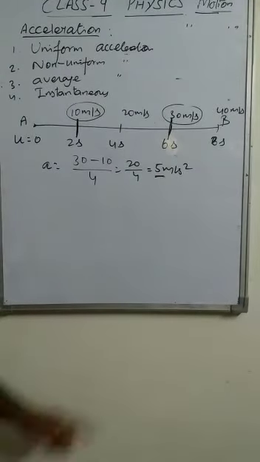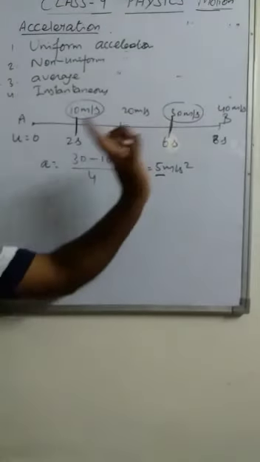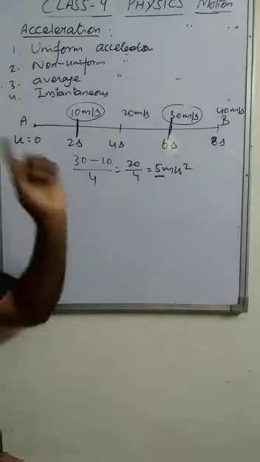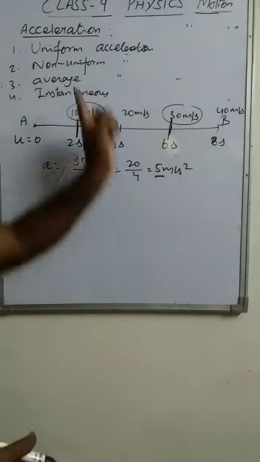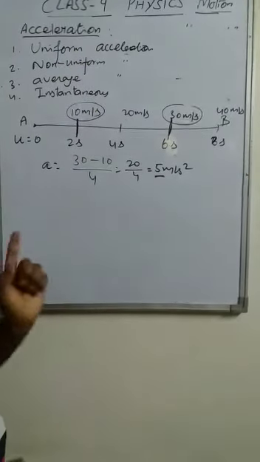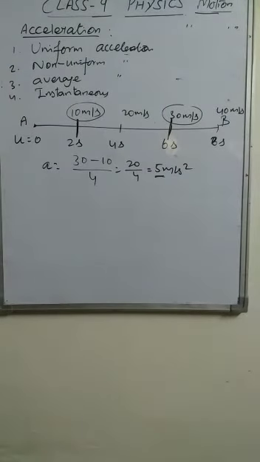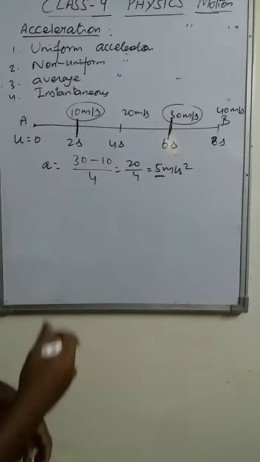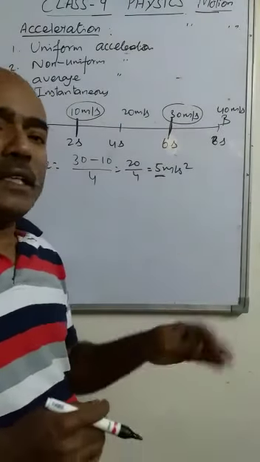Now we say the vehicle is in uniform accelerated motion. So it is in uniform acceleration. So we can define uniform acceleration: when the velocity of an object changes equally in equal intervals of time, then it is said to be in uniform acceleration. And for the next types of acceleration, we'll see that in the next session.